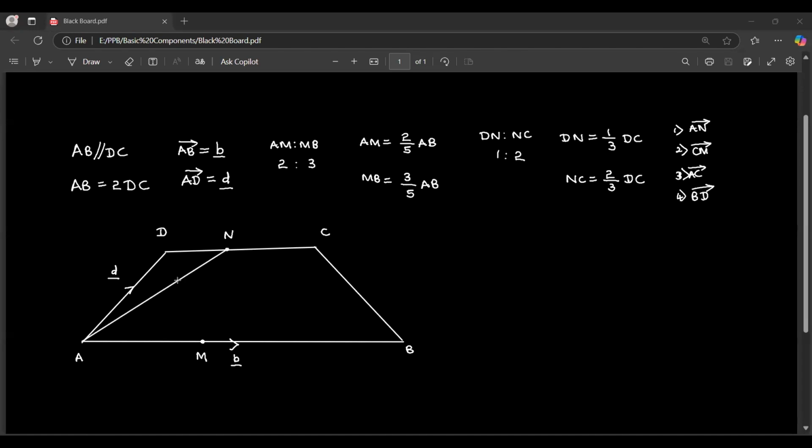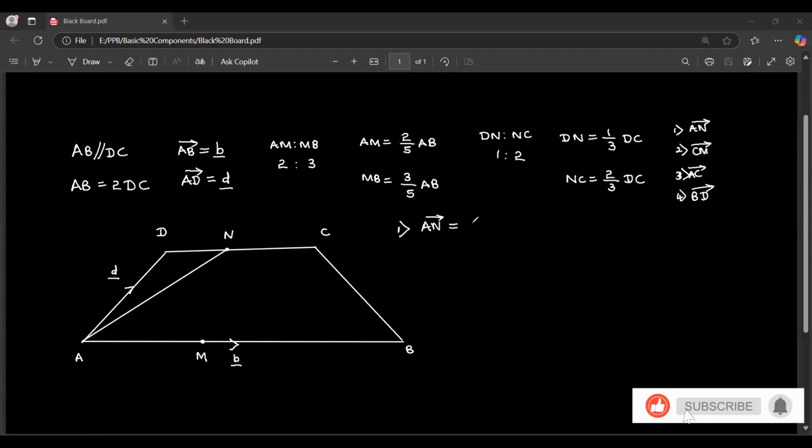To find out AN, we can go from AD to DN. We have to find out DN. If we know DN only, we can find it out. DN is equal to 1 over 3 DC. And we know DC is equal to half of AB, and we know AB in terms of b. So that's how we are going to find that out.